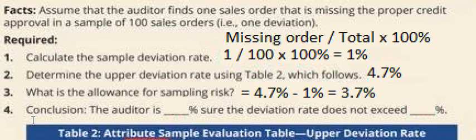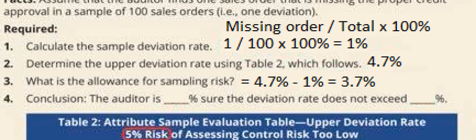Question number 4. Conclusion. The auditor has 5% of risk, so we use 100% minus 5%. The 5% is from the risk, and we get the number we need to find, which is 95%.